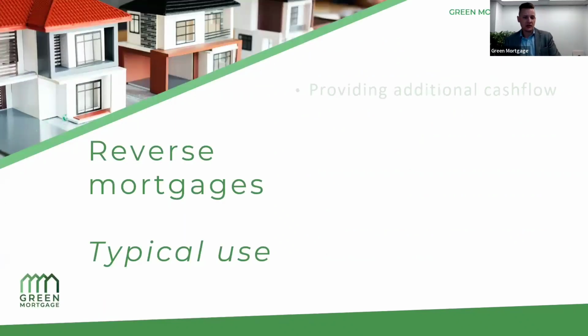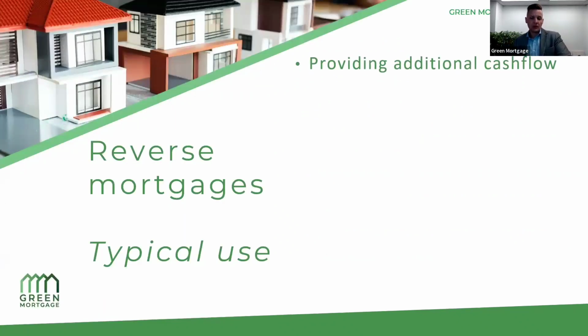So a couple of the typical use cases that we see: a reverse mortgage can be used to provide additional cash flow, and I'll give an example of that later on in the presentation. It's not just about giving you a large cash sum to either purchase a property or refinance and pay off debt or do debt consolidation, but with some of the lenders you can actually increase your cash flow, so you can have something where it is giving you an income on a monthly basis.